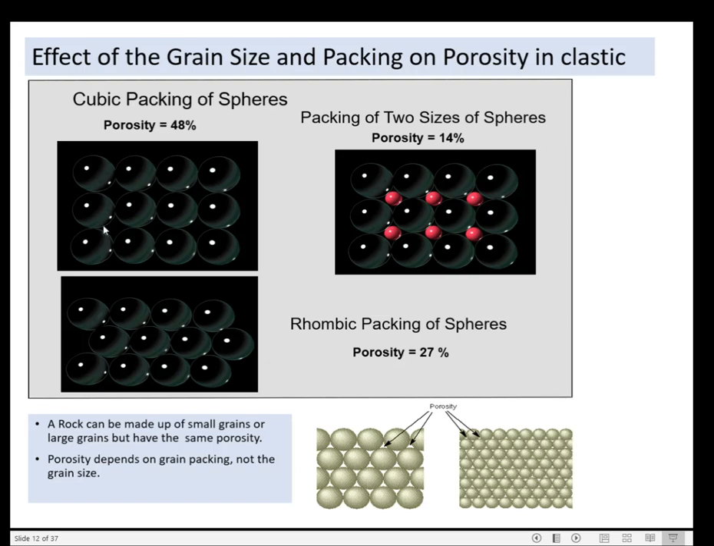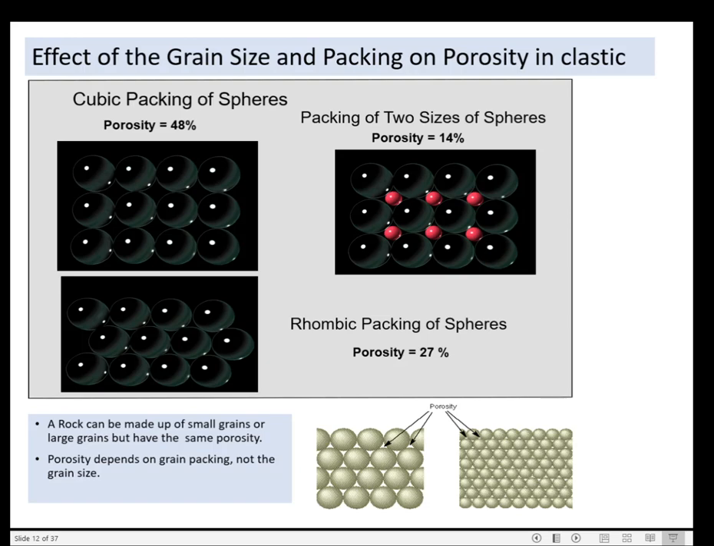For example, here you see this is cubic packing. You see the same kind of grain size, but it's cubic packing. The maximum porosity is almost 48% in this case. If you have the same grain size and you do some rhombic packing, the packing will be different, which means the porosity will decrease. It will be 27%. If you have the same packing, but the void space is replaced by small grains, this also decreases the porosity. That means you are blocking the porosity.